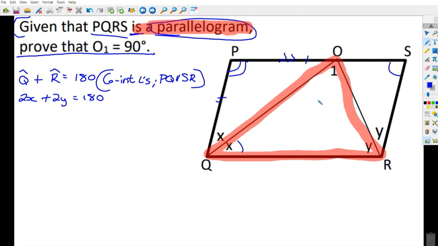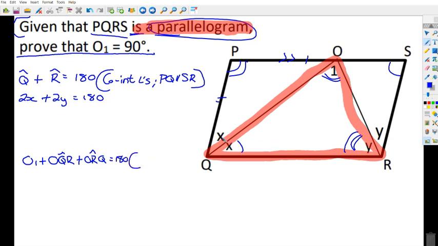Because I'm given angles here, right? I don't know that they're equal. I don't know that anything there is equal, right? But what do I know about the interior angles of a triangle? I know that they're all equal to 180. So I know that angle O1 plus angle OQR plus angle ORQ is equal to 180.